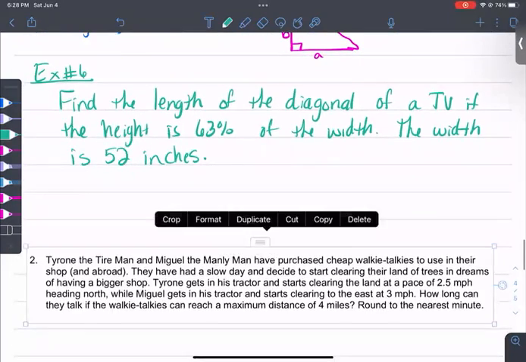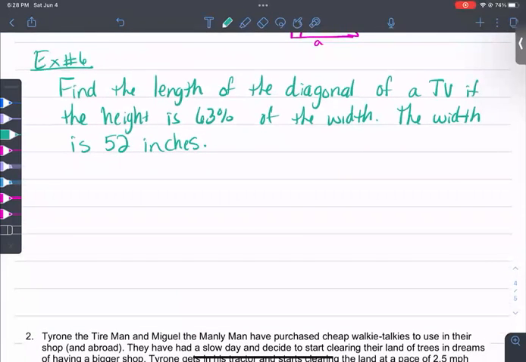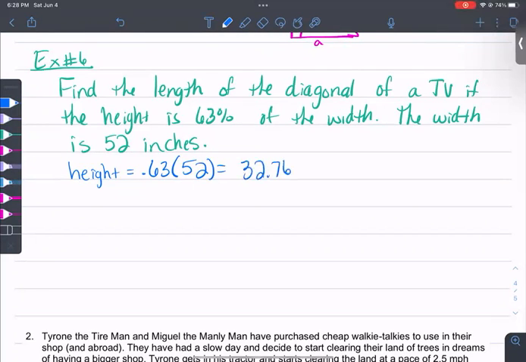So from what that is telling us, we have a TV with a height equal to 0.63 times the width of 52, or 32.76. So if this was our TV, it has a width of 52, and we calculate that height of 32.76. And then we want to calculate this diagonal length. So the corner would obviously be a right angle.